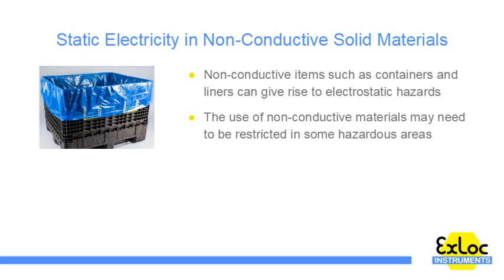Or charges on the surface of a non-conductive material could lead to brush discharges, another type of spark that may ignite a flammable atmosphere. The use of non-conductive materials needs to be restricted in some hazardous areas. The restrictions depend on the zone classification of the hazardous area. The restriction on the size of chargeable surfaces depends on how easily the gases and vapors likely to be present may be ignited, as expressed by the representative gas groups 2A, 2B, and 2C.